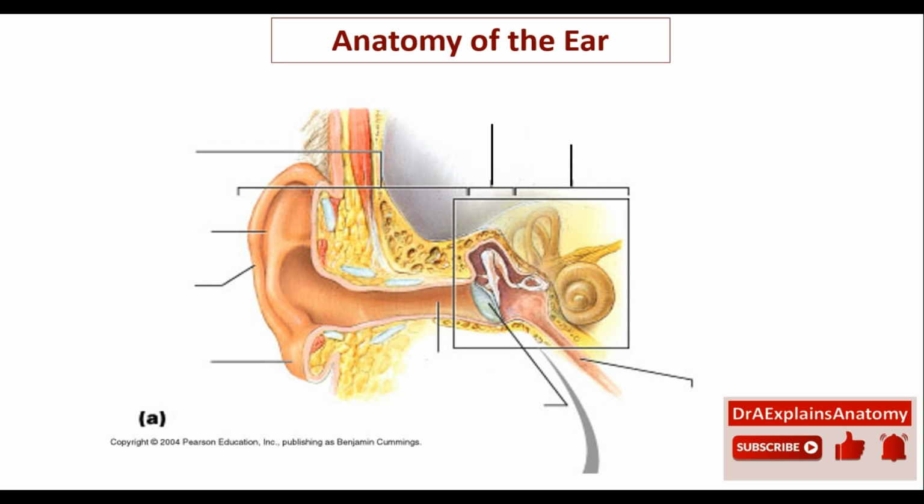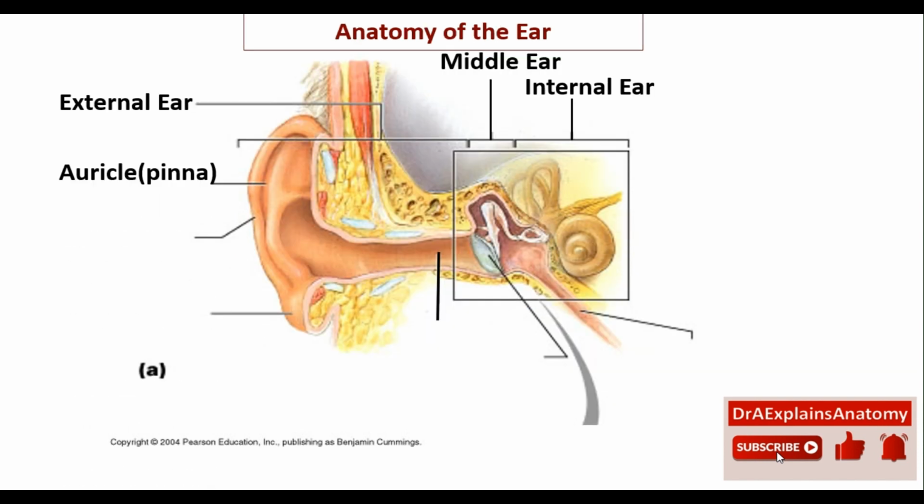Welcome back. Let's identify together the structures of the ear. First, the ear is divided into the external ear, also called the outer ear, the middle ear, and the internal ear, also called the inner ear.